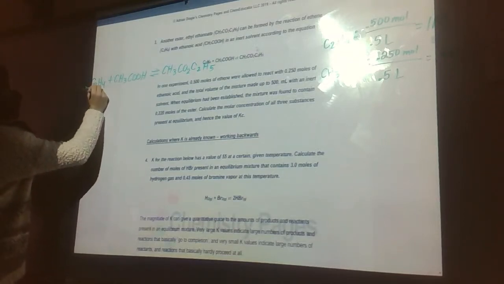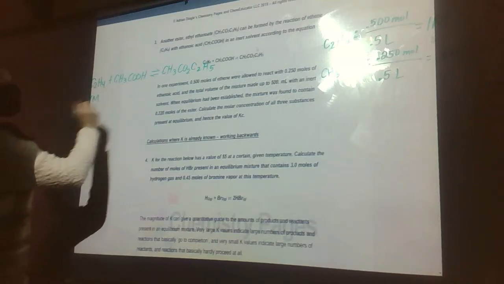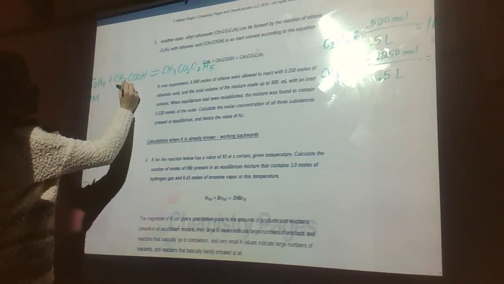So we can put those in here. 1 molar C2H4, 0.5 molar CH3COOH. And initially, how much product do we start with? Do you start with product? Oh, no. No.